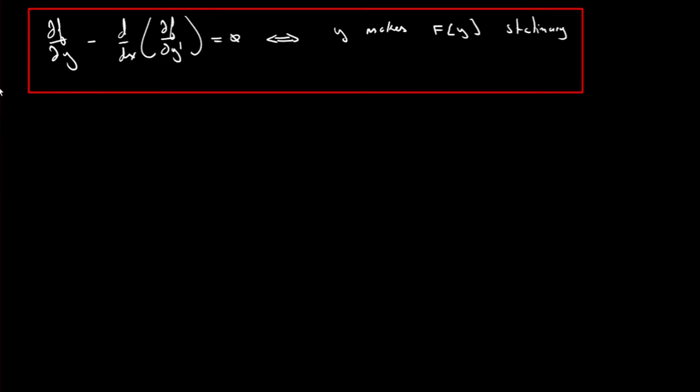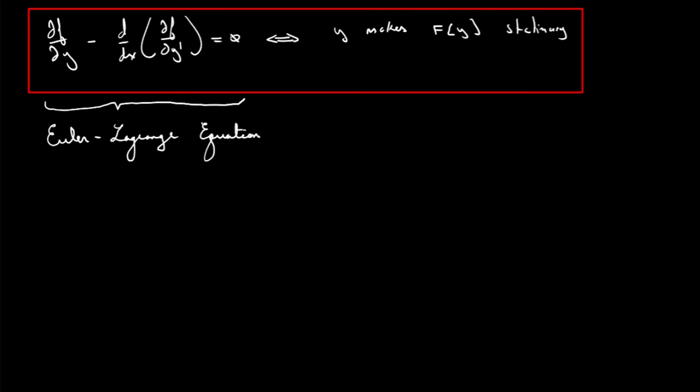And what's also worth pointing out is this has a name. It's a differential equation, and when we solve it, we get y as a function of x, and it's called the Euler-Lagrange equation. So this is the Euler-Lagrange differential equation.